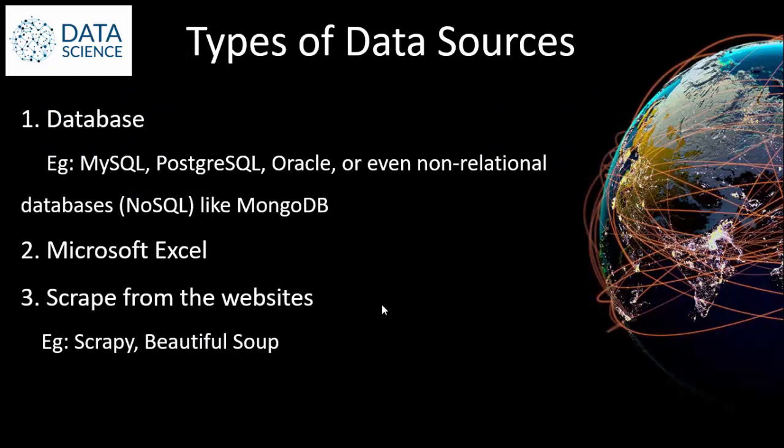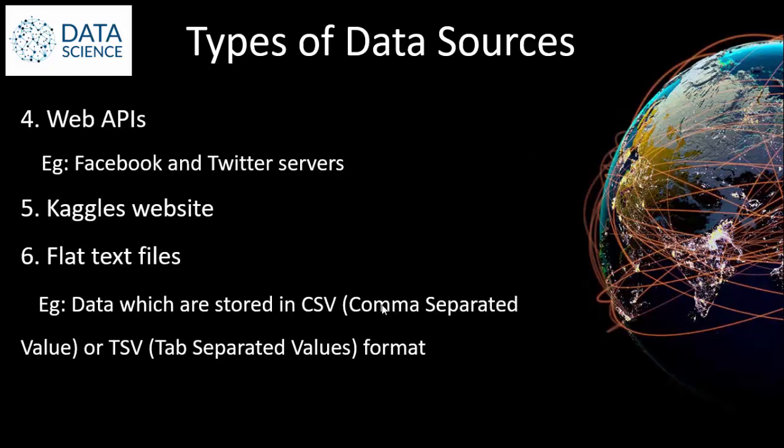Number 1, a database like MySQL, Oracle, or a non-relational database like MongoDB. From this we have to get the data. I will show you how it looks after completing this slide. The second one is Microsoft Excel, where they provide the data in an Excel sheet. The third one is scraping from a website, where we can extract the data using tools like Scrapy or Beautiful Soup. The fourth one is web APIs like Facebook or Twitter, which provide us access to their servers, and using the web APIs we can access the data.